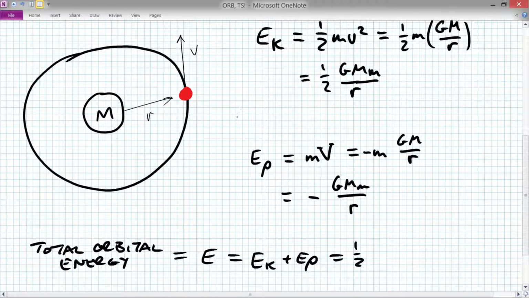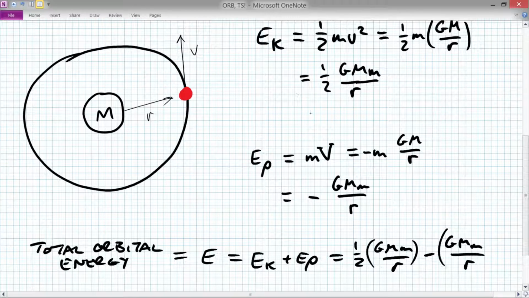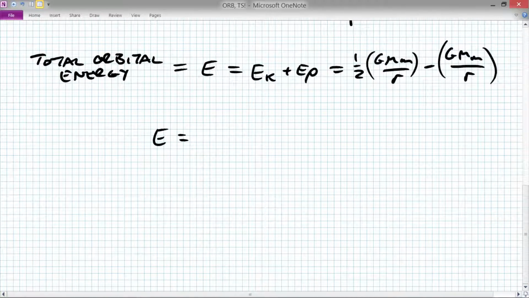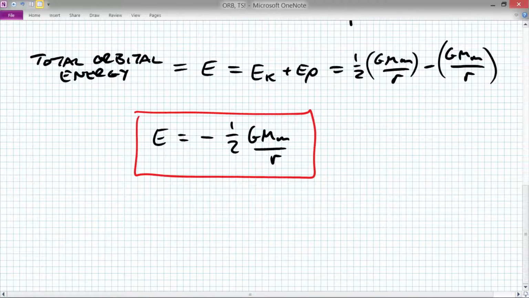My Ek is a half GMm over R minus GMm over R. So I've got a half of something. This term is identical to this term, so I've got a half minus a whole. So my total orbital energy now, E, is just equal to minus a half GMm over R. So at any point in my orbit, no matter what the orbital radius is, I have some amount of energy. And you'll notice by looking here, it's always negative.